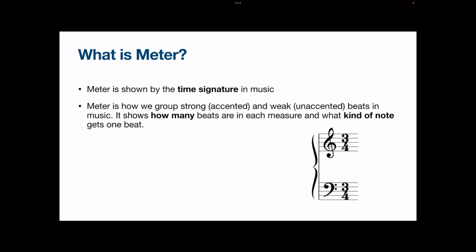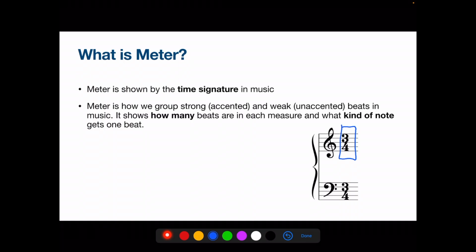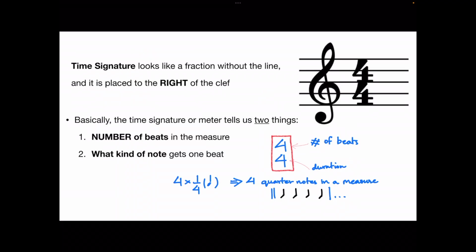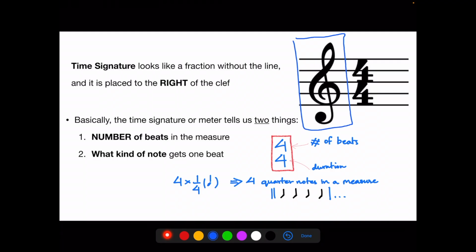Now we're going to talk about meter. So what is meter? Meter is shown by the time signature in music. The time signature is basically these numbers here, 3 and 4, two numbers that are stacked. A meter is how we group strong and weak beats in music. It shows how many beats are in each measure and what kind of note gets one beat.